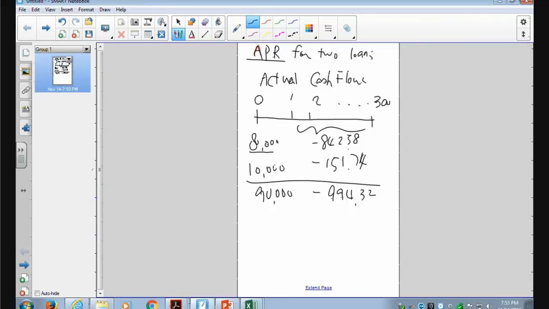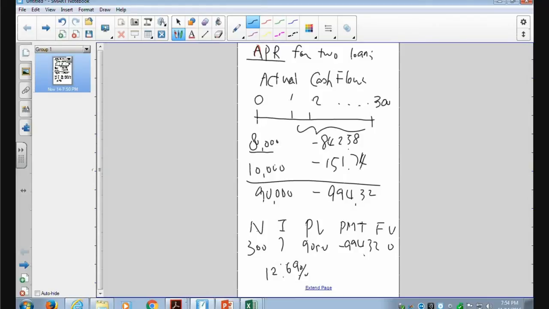Now the next question: we can use the five keys method to compute the interest rate, right? So N is 300, present value is $90,000, payment is $994.32, and future value is 0. You compute the interest rate, and make sure you multiply by 12, and you will get 6.99.